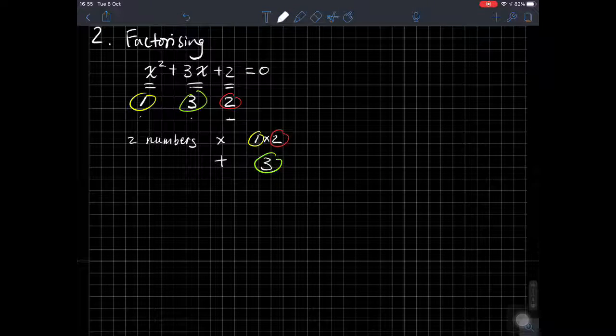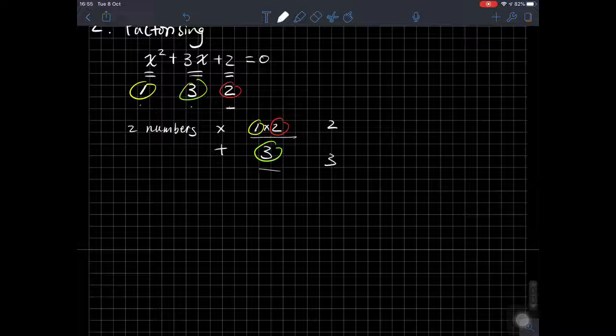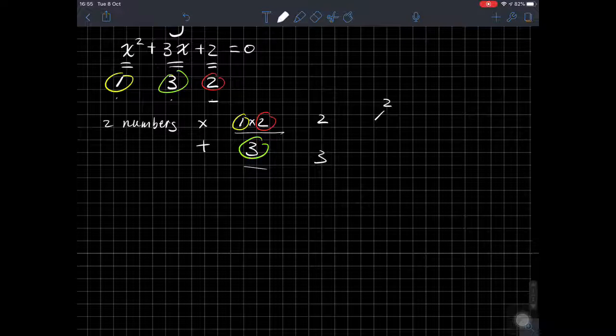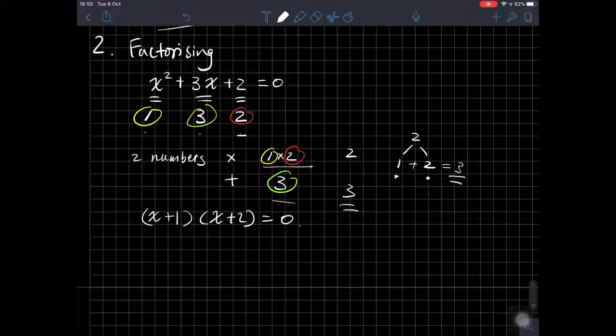Now comes the difficult part. How can we find the 2 numbers? 1 times 2 is 2. 3 is just 3. Now, what 2 numbers multiplied gives 2? 1 and 2. Do they add up to give 3? Yes. So our factorized numbers are 1 and 2. So we can write x plus 1 and x plus 2 equals 0. And that is factorizing done.